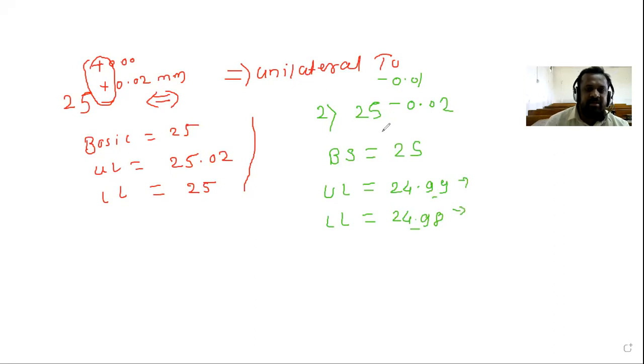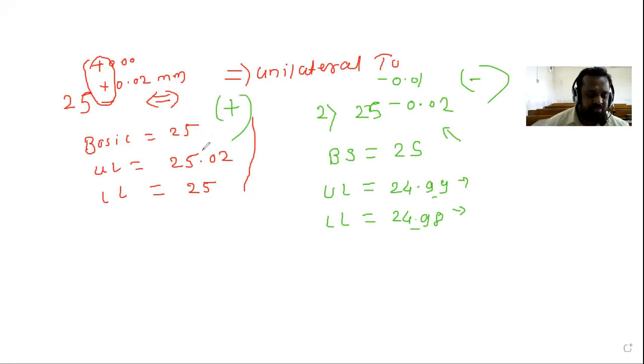Then tell me which system it is. Is it a unilateral tolerance system or a bilateral tolerance system? Unilateral. Why is it called unilateral? Because here the dimension is shown on only one side of the basic size, only the negative side. In the earlier example they showed only the positive side. If such tolerances are there, then it is called unilateral tolerance.